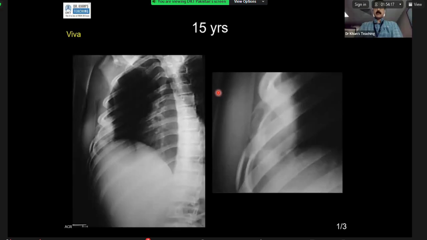Yeah, better. Ill-defined lytic lesion involving the anterior aspect of the sixth rib on the right side, with a small area of sclerosis in the central aspect, wide zone of transition.